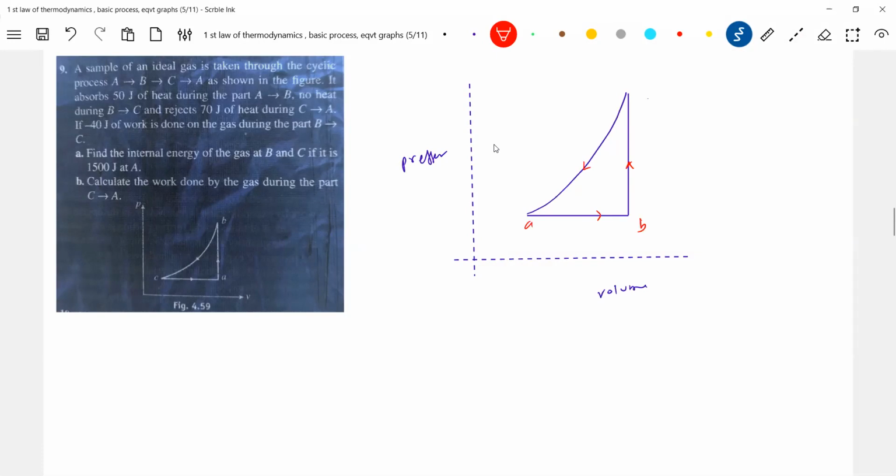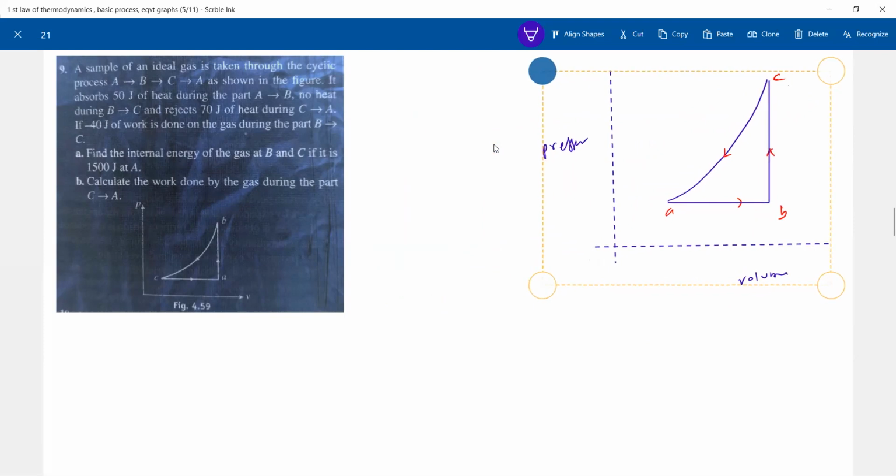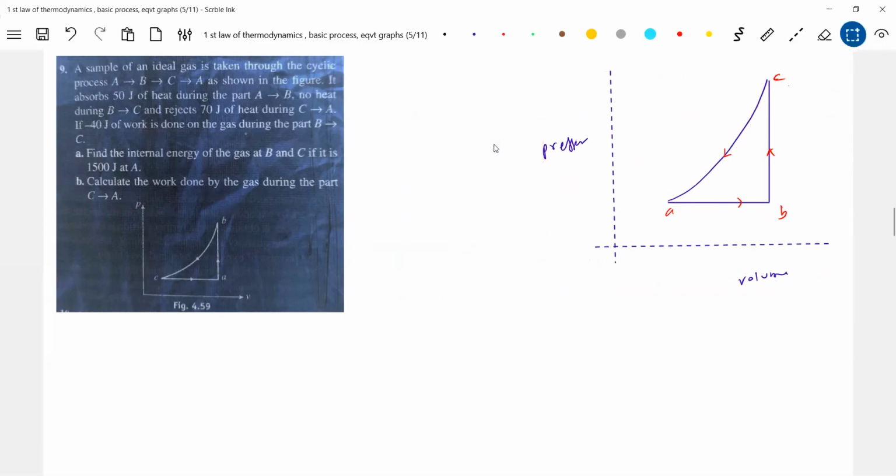First law of thermodynamics. Let's not bother about anything, so we don't know anything. Just what we know, only one formula. What is that? Q equal to delta U plus W. Based on that, we should analyze all these things. So first, I will begin like this.